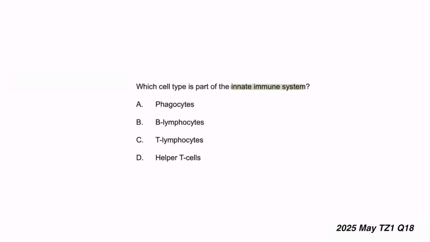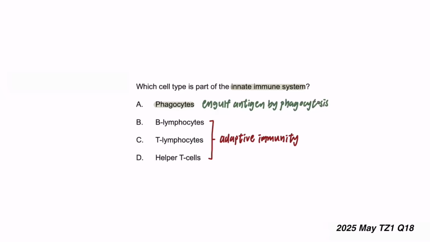The innate immune system is always available to protect the body, and it responds to any type of antigen. Phagocytes always undergo phagocytosis to engulf antigen. The other three choices are adaptive immunity. They only respond to a specific antigen, for example, producing a specific antibody.